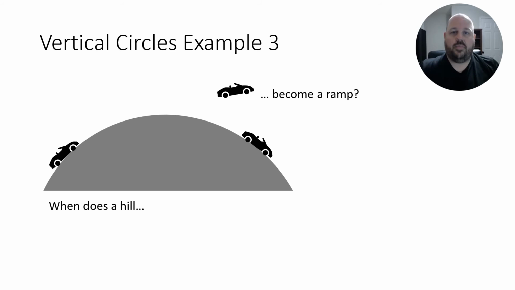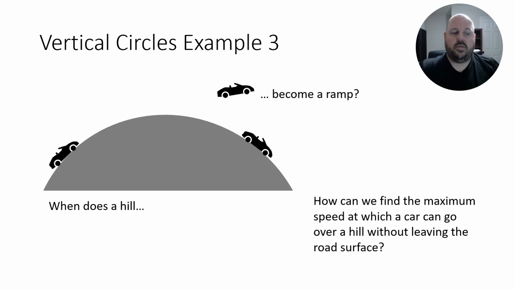So what we're going to do next is figure out how fast a car can go over a hill before it loses contact with the road surface and either becomes a projectile or does something else undesirable for cars.